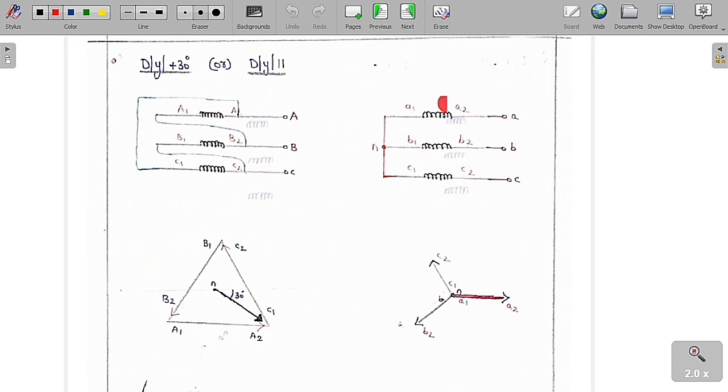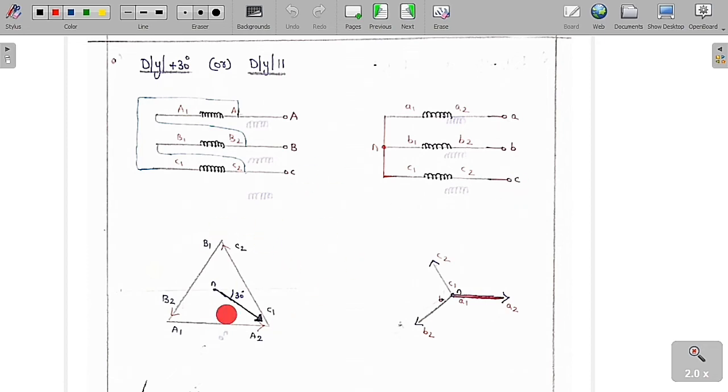Here we are going to go for the star connection. So you can see clearly this is A1, A2, B1, B2 and C1, C2. I am going to make the common connection of A1, B1 and C1 to a common point. It is called a neutral. And I am going to take the supply from A2, B2, C2 as A, B and C respectively.